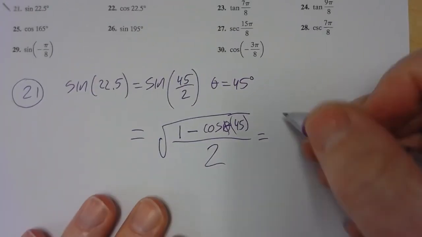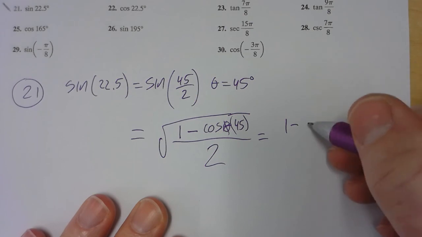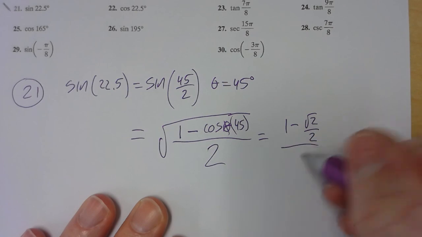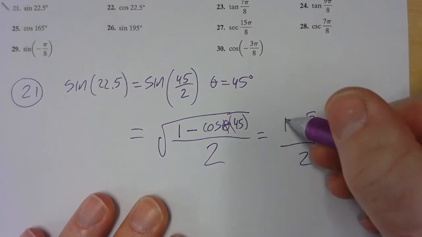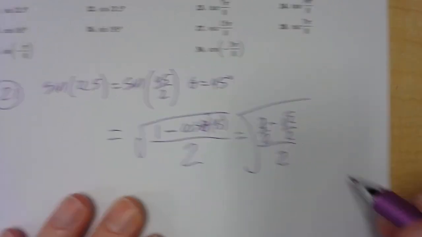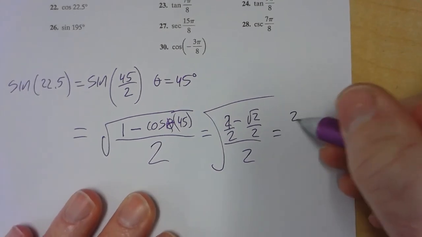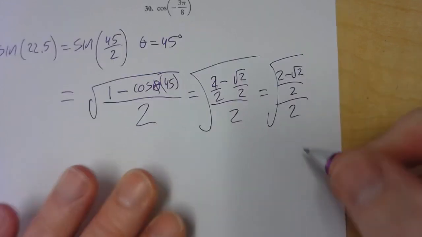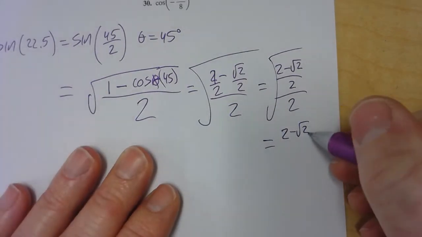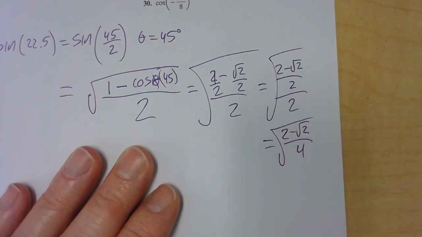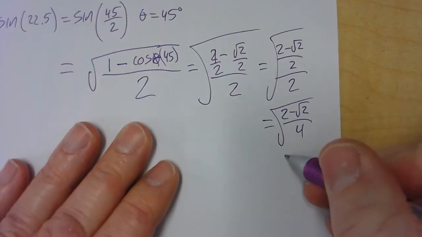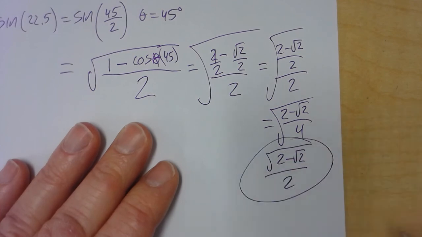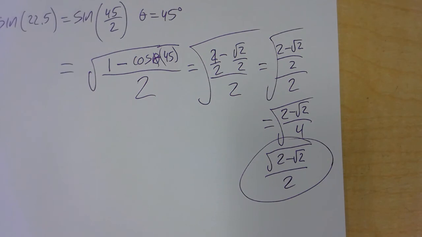So cosine of 45, so it'll be 1 minus square root of 2 over 2, over 2. So then that would be 2 over 2. So it's going to be 2 minus radical 2 over 2, divided by 2. That's going to flip up and multiply. So it's going to be 2 minus the square root of 2 over 4 with a square root. And the square root of 4 is 2, so I bet you it's the square root of 2 minus the square root of 2, over 2. I wonder if that's the answer. Hopefully I did it right.